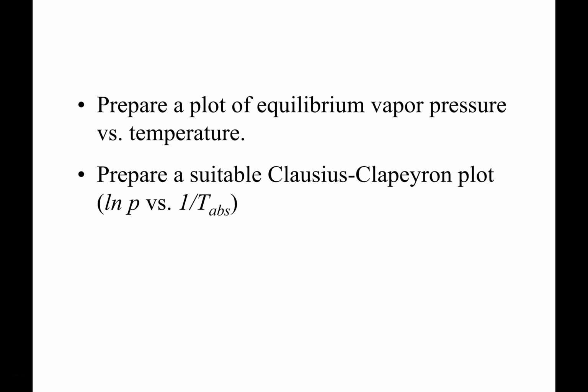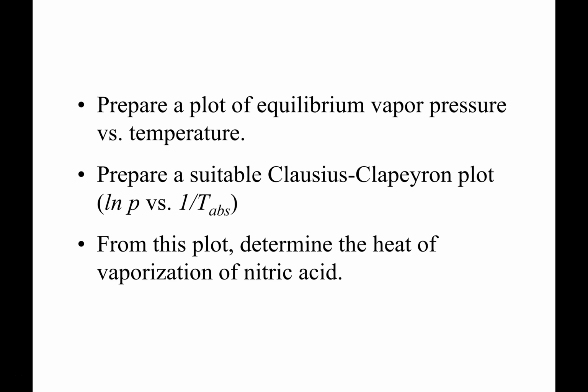And then we're going to go ahead and do the real thing. The Clausius-Clapeyron plot means that we're going to have to take the natural log of those pressures, and we're going to have to take those Celsius temperatures, make sure they're in Kelvin, and take the reciprocal. That's what our plot's going to be for a Clausius-Clapeyron plot.